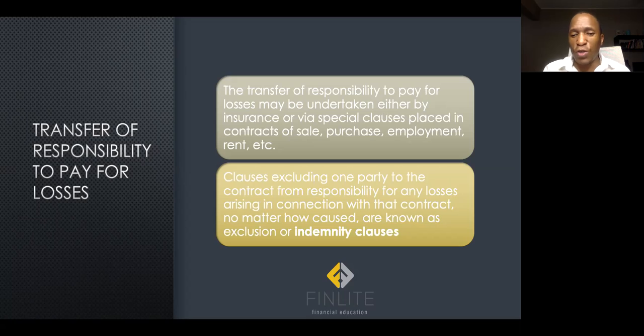And then the clauses excluding one party to the contract from responsibility for any losses arising in connection with that contract, no matter how caused, are known as exclusion or indemnity clauses. So those are indemnity clauses which you've already spoken about at length. You enter into a contract and it's protecting one party and says, should these particular circumstances happen, this party is not going to take responsibility, and the other party that is actually suffering damage will have to cover themselves.